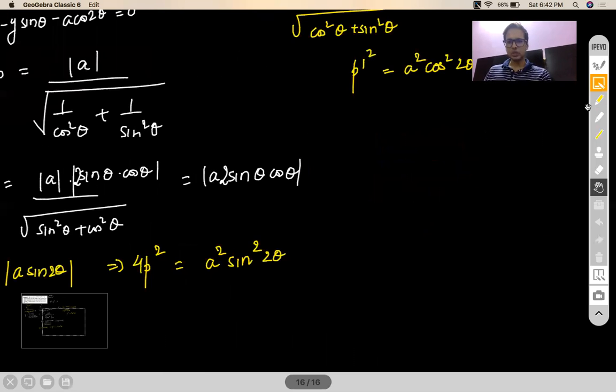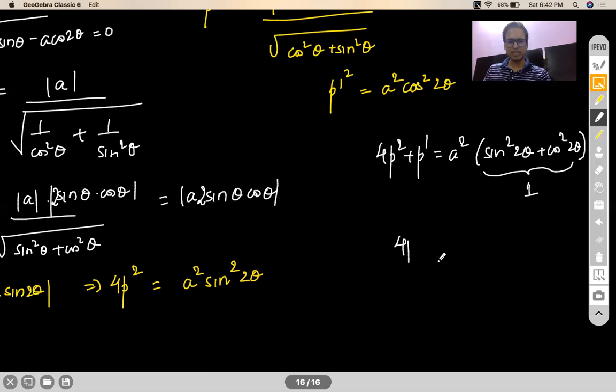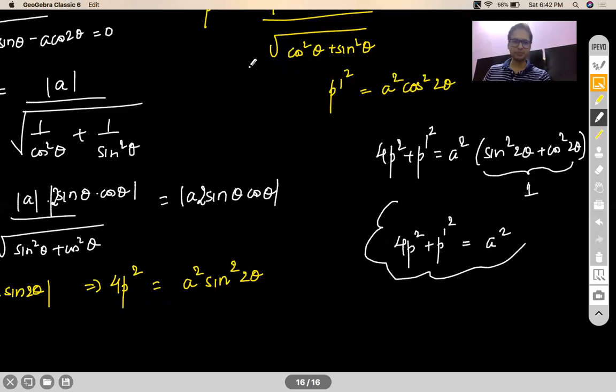Okay. So can I say 4p square plus p dash square will be a square? You can take common sine square 2 theta plus cos square 2 theta. That has to be 1. Correct. So yes, Aditya, absolutely correct. Your answer would be a square. This will be your answer. Is it fine? Any question? Any concern?